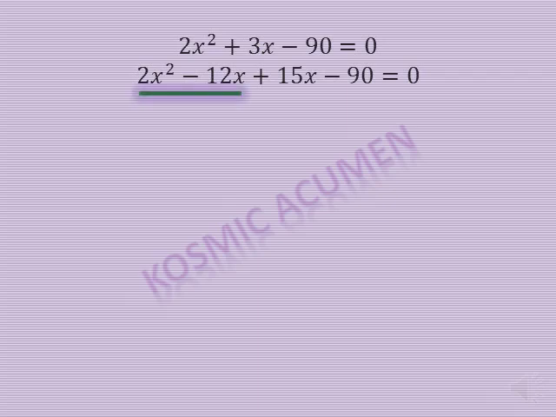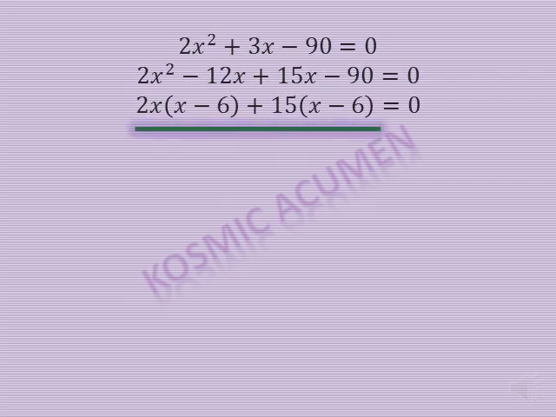Further we see that 2x is common to both these terms, so we'll take that common and we'll be left with x minus 6 inside the brackets. Next two terms, 15 is common, we'll write plus 15 outside the brackets and we'll be left with x minus 6 inside the brackets. Now from these two terms, x minus 6 is common, we'll take that out and we'll be left with 2x plus 15 inside the bracket. So this is the equation that now we have.